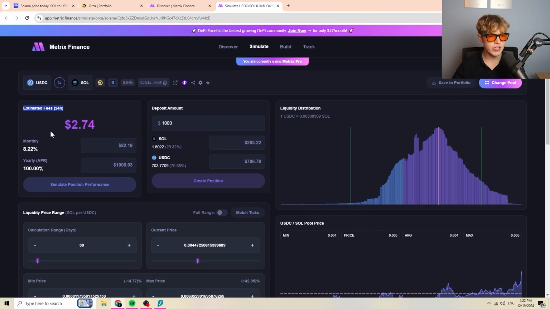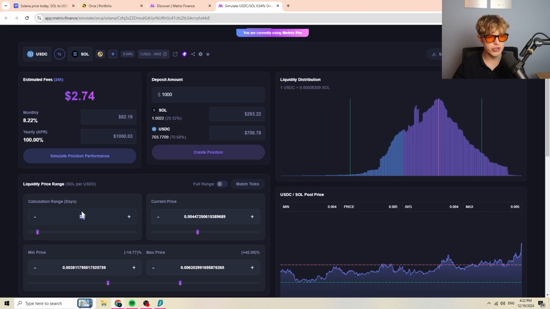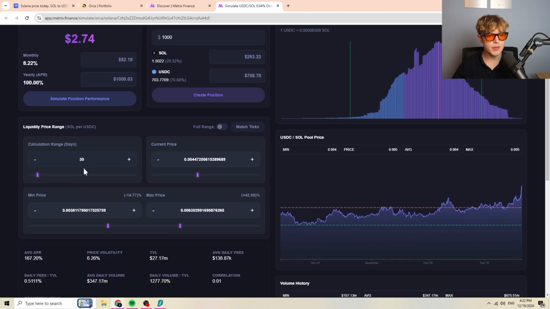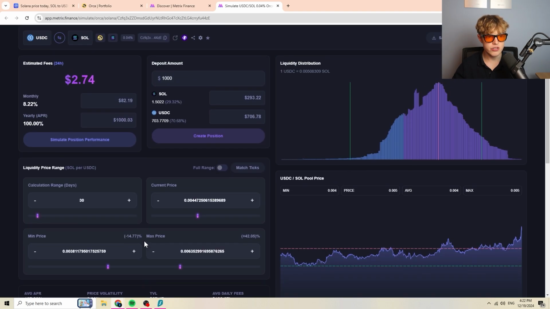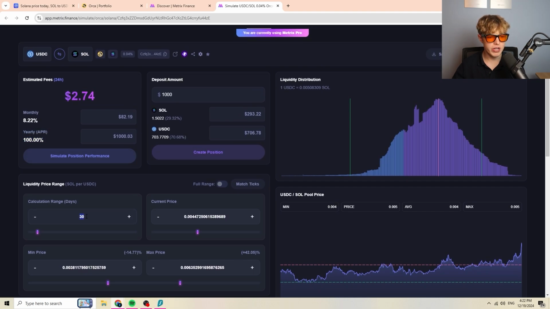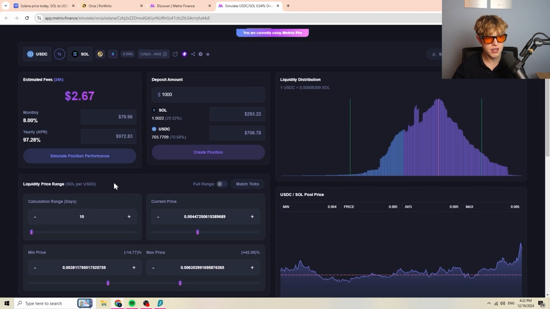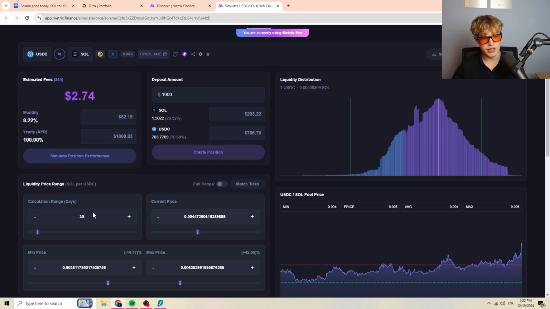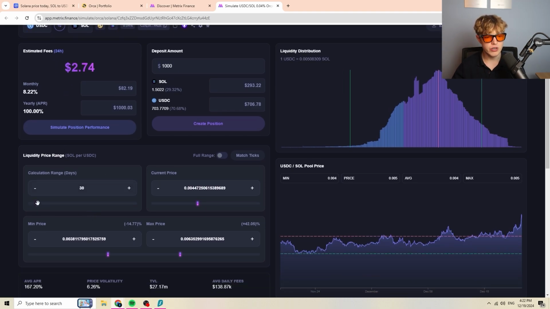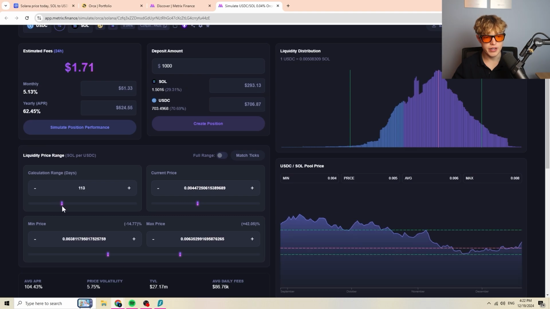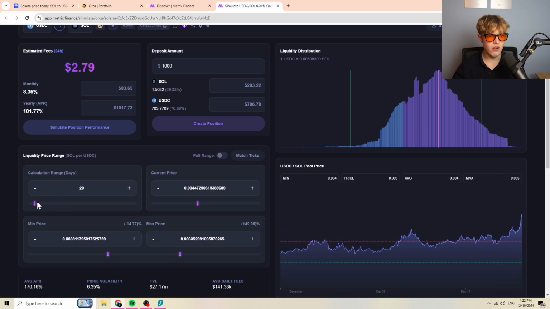And this whole section, this estimated fees monthly and yearly, is based on the calculation range we have set here. So when we're using the past 30 days of data in this range, it's showing 100% APR. But if we want to use the past 10 days of data, now it's showing 97% APR. So it's a good idea to change the calculation range. And on the pro plan of Metrics, you can zoom out and see very far calculation ranges in the past. For now, I'll keep it at about the past 20 days of calculation range.